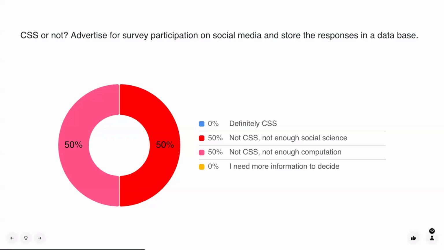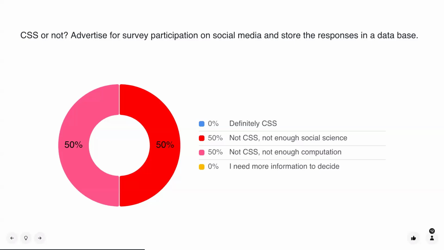Okay, so we've got an even split here. So half of you are saying there's not enough computation. And yeah, I'd agree with that. If you remember on a previous slide, we talked about how CSS projects are not just using digitized versions of traditional survey methods. So if you whack a SurveyMonkey link on Facebook or whatever, you're not doing computational social science, because you could just collect those responses manually, like getting people to fill them out. So it's not just using those digitized versions of traditional survey methods.